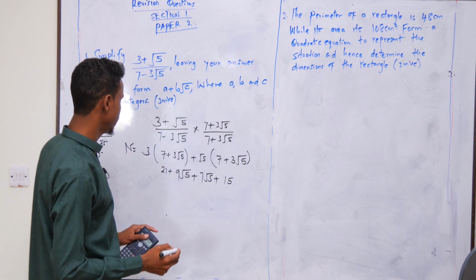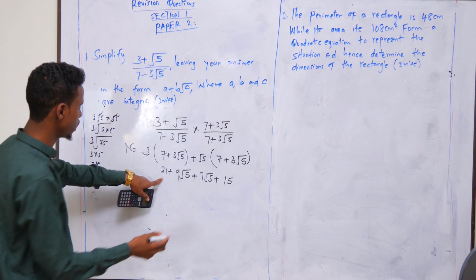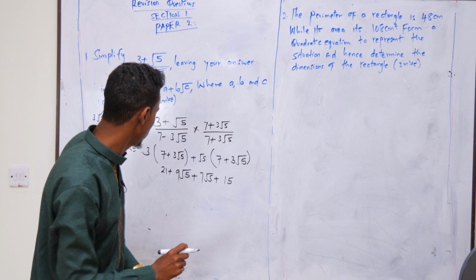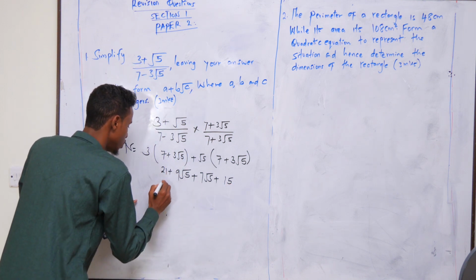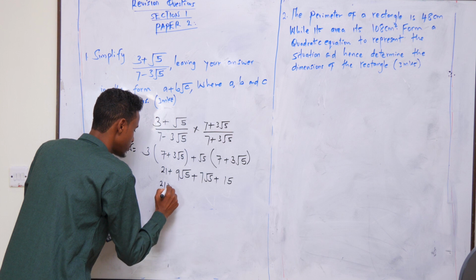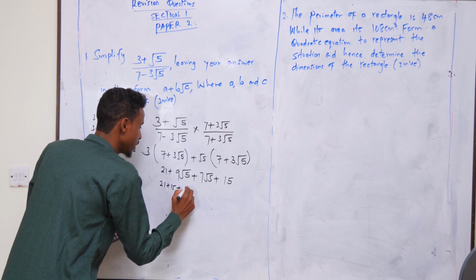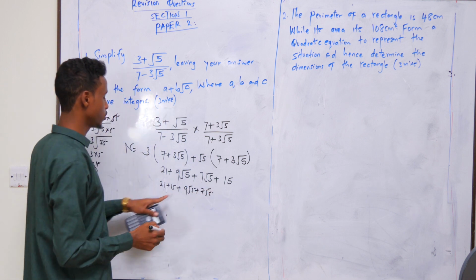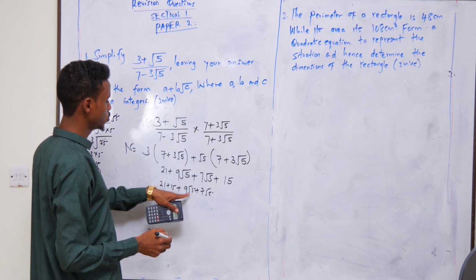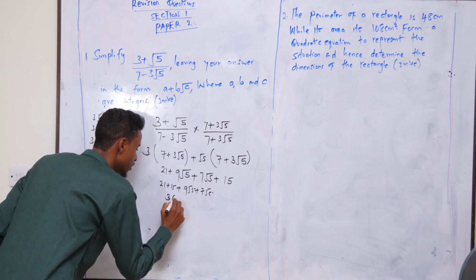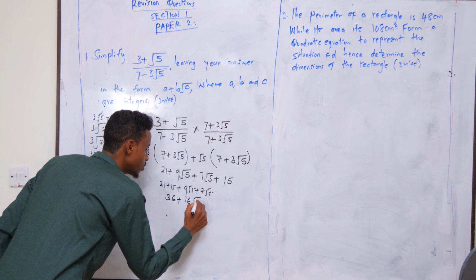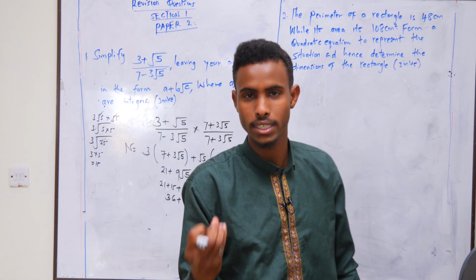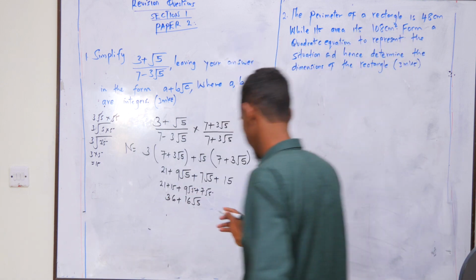This is now the numerator done. Is it complete? Still no, because we have like terms. We collect the like terms together: 21 plus 15, plus 9 root 5 plus 7 root 5. Because these are of the same order, we add, and it will be 36 plus 16 root 5. The numerator is done. We have only solved the numerator so far. Let's look at the denominator again.